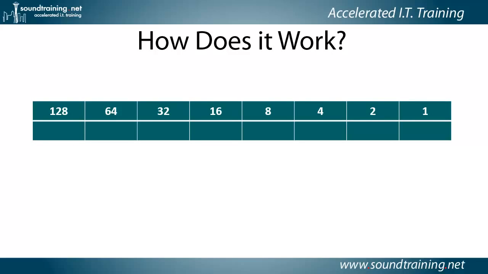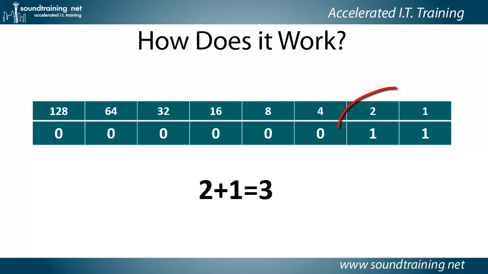Now, how does it work? Well, every bit has a corresponding decimal value, ranging from 1 to 2 to 4 to 8 to 16 to 32 to 64 to 128. And to determine the decimal value of the byte, we simply add up the decimal values of each of the bits that are turned on. So let's take a look at an example. Here the 2-bit and the 1-bit are turned on. We simply add 2 plus 1, and we get a byte value of 3. So the decimal value of this entire byte is 3, because the 1-bit and the 2-bit are the only bits that are turned on.